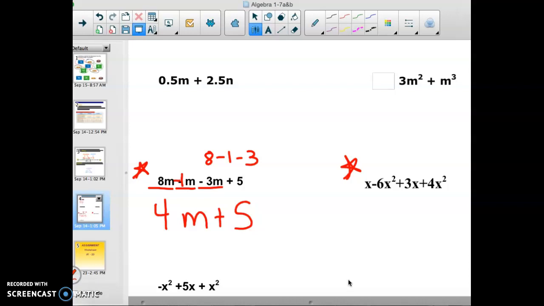How about this one? You do this one on your paper right now. See if you can underline like things. We have x minus 6x squared plus 3x plus 4x squared.